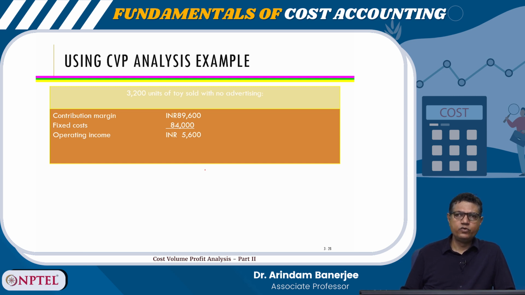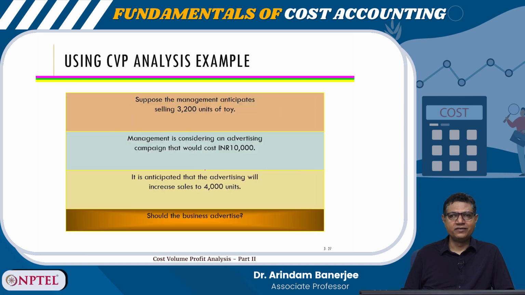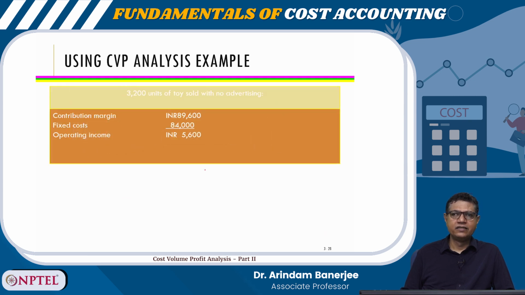3,200 units of toys are sold with no advertisement. If I don't do any advertisement, I can sell 3,200 units, as given in the problem. What is the contribution I am going to get? That is 89,600 contribution minus fixed cost of 84,000. So I am making an operating income of 5,600.